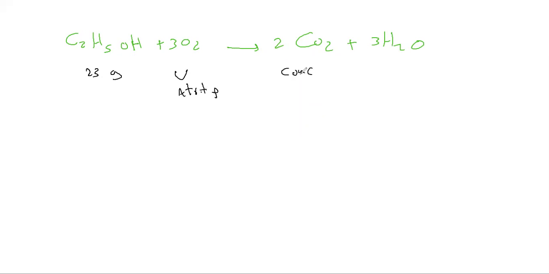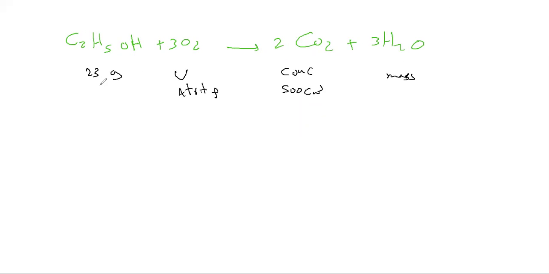C2H5OH plus 3O2 gives 2CO2 plus 3H2O. After that, we have 23 gram of ethanol, and then we need volume at RTP. We need concentration. If we have 500 centimeter cubed, we need to calculate mass.